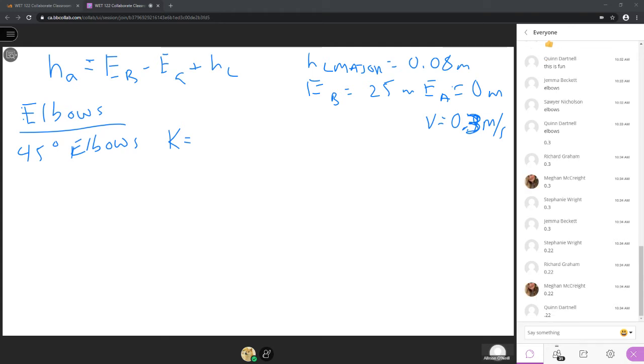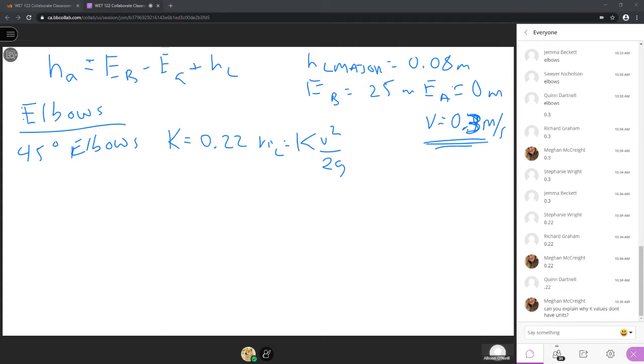Yay, so Steph and Richard and a few more people have popped in, and they say there's a K value for standard 45-degree elbows of 0.22. So our head losses are going to be equal to our K value times V squared over 2g. Yay, this is easy math. We know our velocity already because we figured that out in our previous use of the Hazen-Williams nomograph. So we can plug everything in.